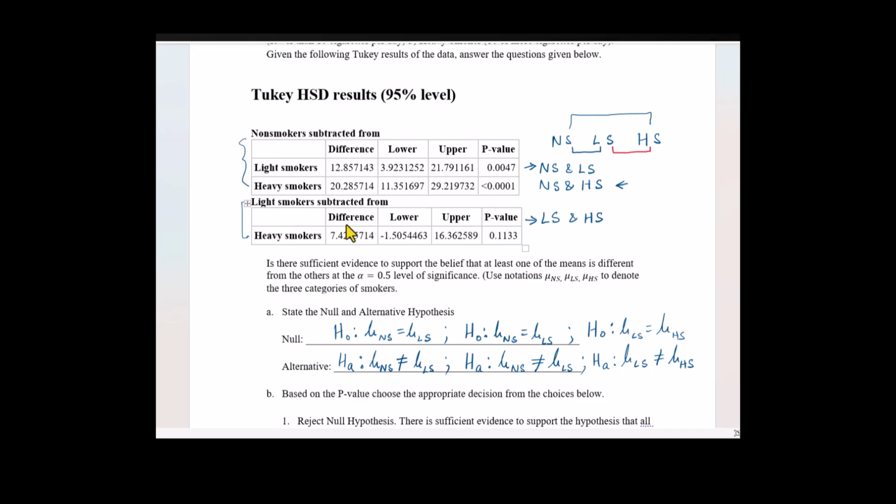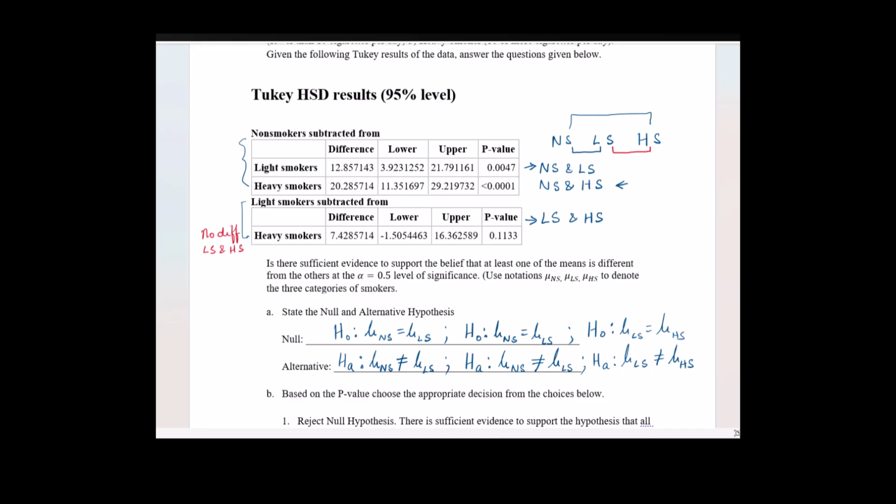As far as the table here, which captures the confidence interval between light smokers and heavy smokers, so heavy smokers minus light smokers, we see that the lower end has a negative value, the upper end has a positive value. So this interval contains a difference of 0. That means there's no difference between the light smoker heart rate and the heavy smoker resting heart rate, correct? So let's write that down. This one is no difference between LS and HS.